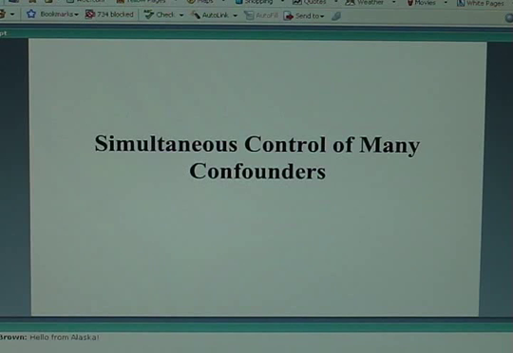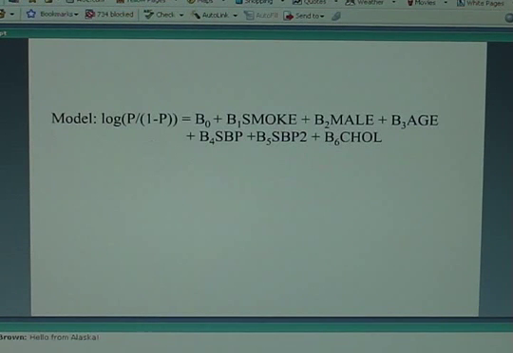And let me end this example by talking about one last point, the main reason we build these models: let's suppose we want to control for many confounding factors. So here's a model. Let's change gears now. Let's suppose I want to look at the effect of smoking on your risk of developing coronary heart disease. I want to control for gender. I want to control for age. I want to control for blood pressure. I want to control for cholesterol. Let's suppose this is my model.